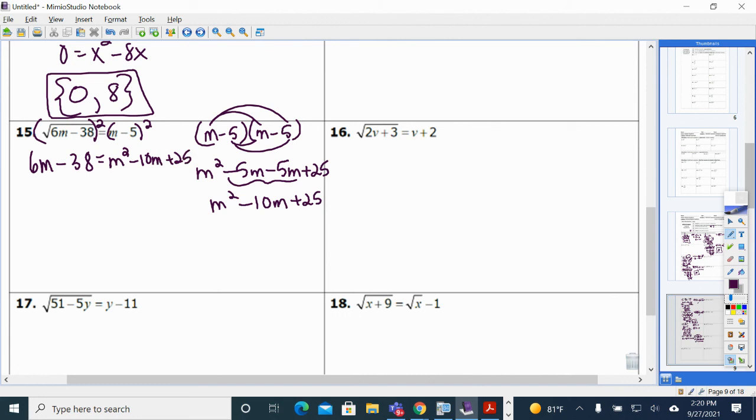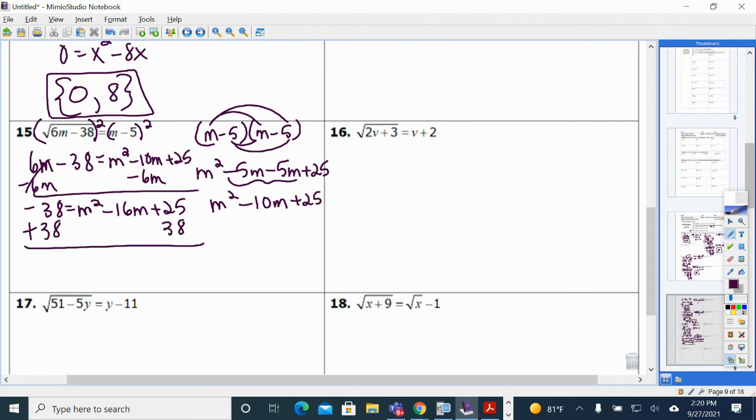Again, this is a quadratic because of the m squared. We're going to get everything on one side and a 0 on the other. I'm going to subtract 6m. Negative 10m minus 6m is negative 16m. I'm going to add this 38 to the 25 and get 0 equals m squared minus 16m. 25 plus 38 is going to be a positive 63.